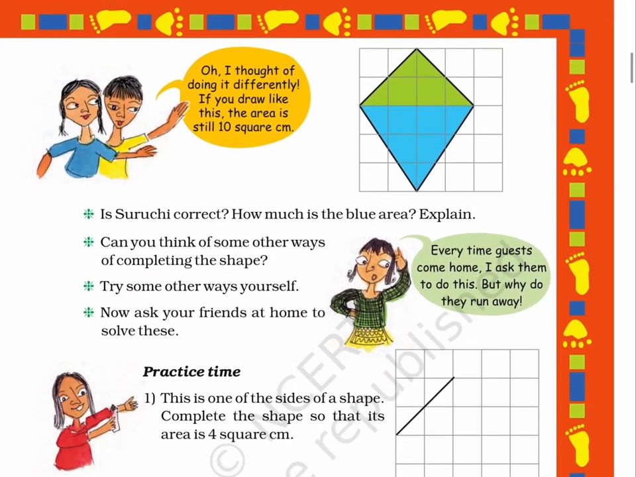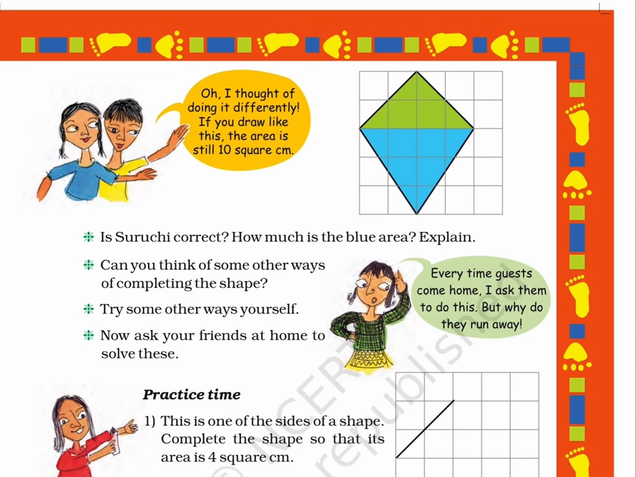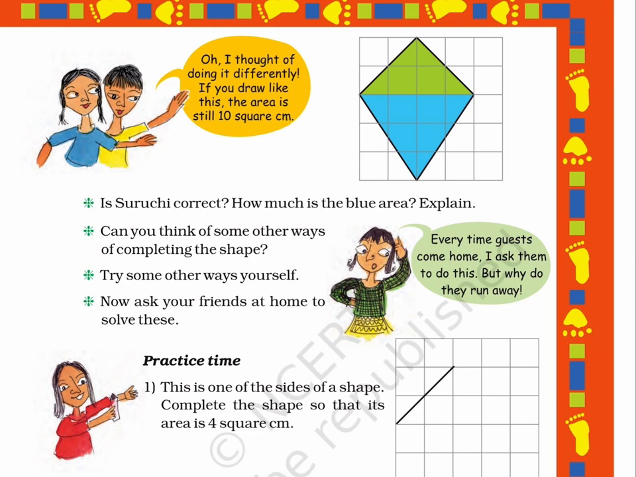Page 43. On the top of the page, we again see Suruchi and Asif conversing. This time, Suruchi has drawn the bottom triangle in a different way, which is present here in blue color. Suruchi is telling Asif, "Oh, I thought of doing it differently. If you draw like this, the area is still 10 square centimeters." Questions. Is Suruchi correct? How much is the blue area? Explain. Can you think of some other ways of completing the shape? Try some other ways yourself.